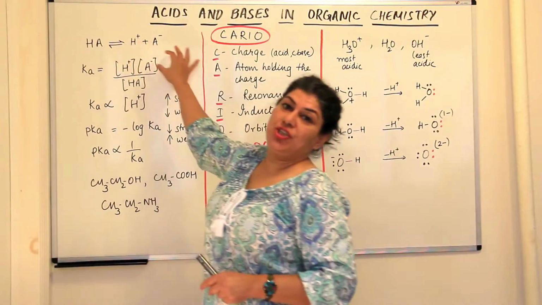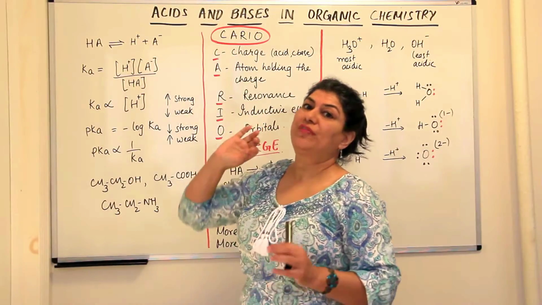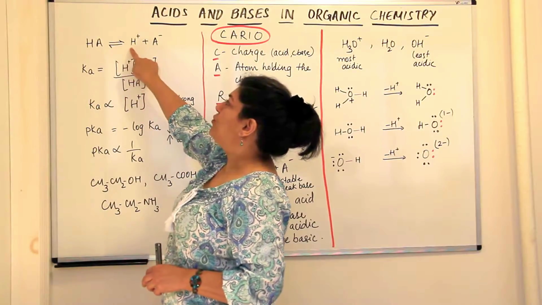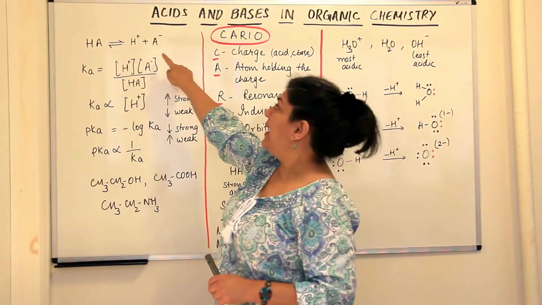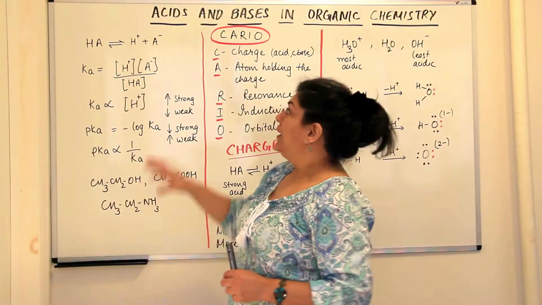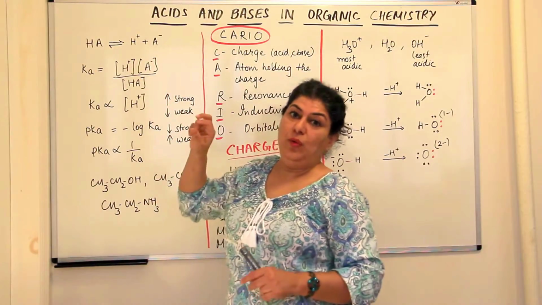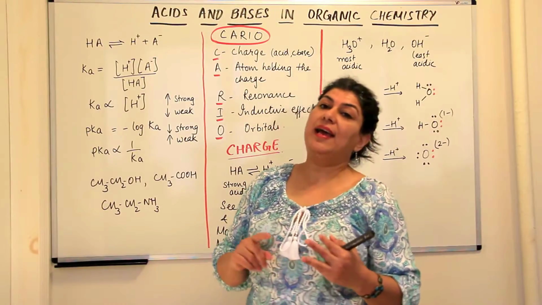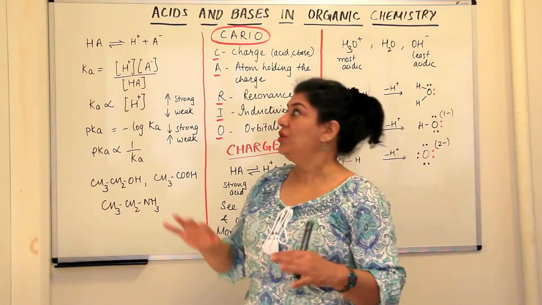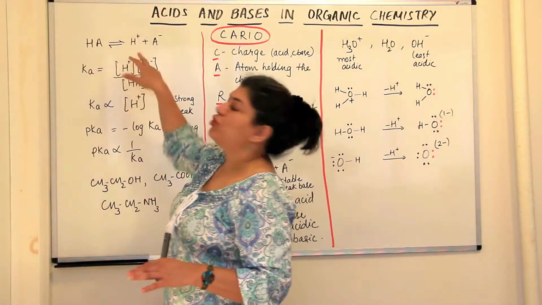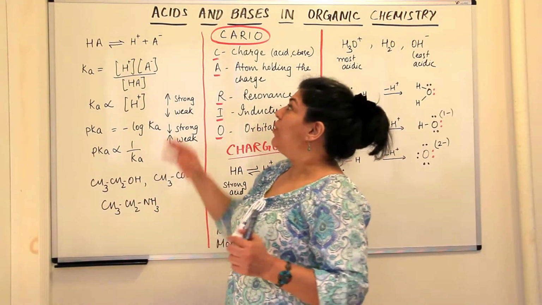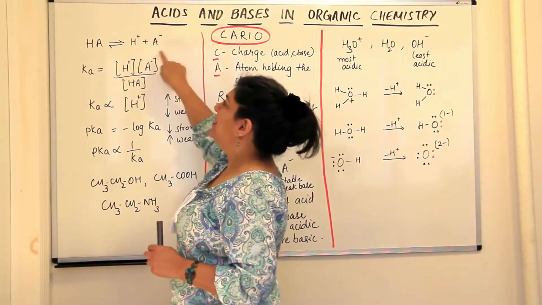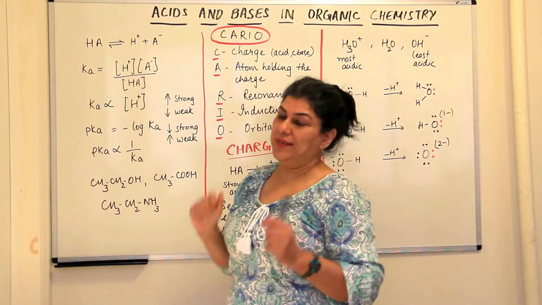This is the equation for the dissociation of an acid. HA is an acid and it dissociates to form H positive ions and A negative ions. It is the H positive ion which makes it acidic in nature, because we've studied the Arrhenius definition and the Lowry-Bronsted definition, which says that acids are proton donors. And when the acid donates the proton, what is left is the negative part, which is the base.